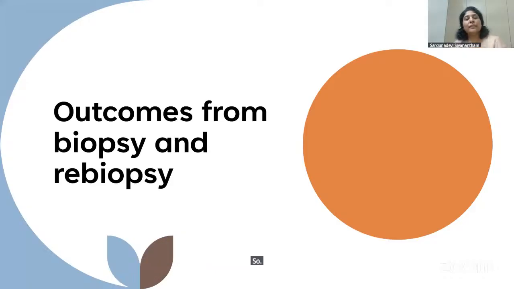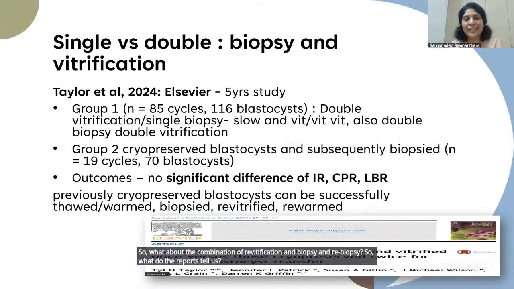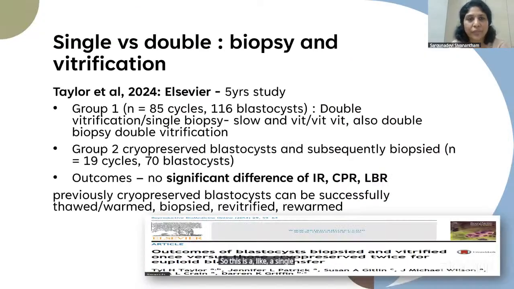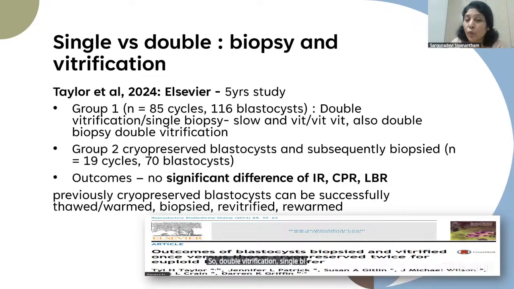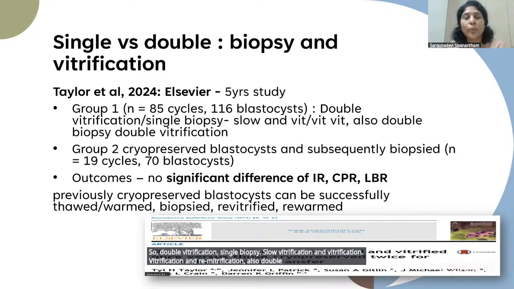So what about the combination of re-vitrification and biopsy and rebiopsy? So what do the reports tell us? So this is a single study, it's not a review. This is from Taylor et al. From 2024, and they had taken two groups: cryopreserved blastocysts by vitrification and subsequently biopsy, that's all. So this is group one, and the other group has every type of cryopreservation and biopsy combination. So double vitrification, single biopsy, slow freezing and vitrification, vitrification and re-vitrification, also double vitrification and double biopsies, all groups being taken as the test group.